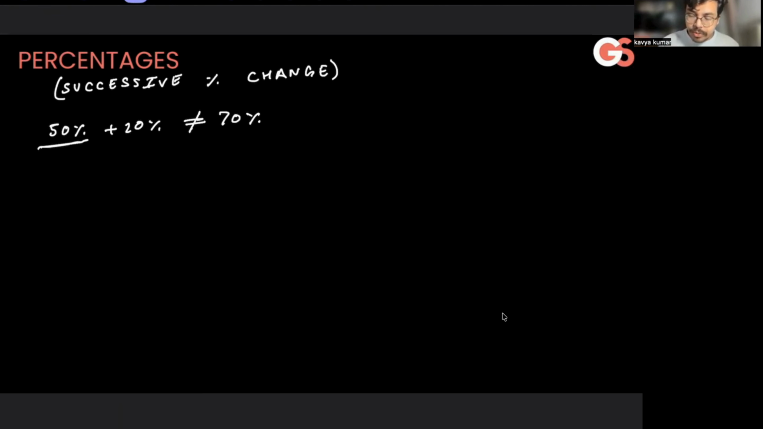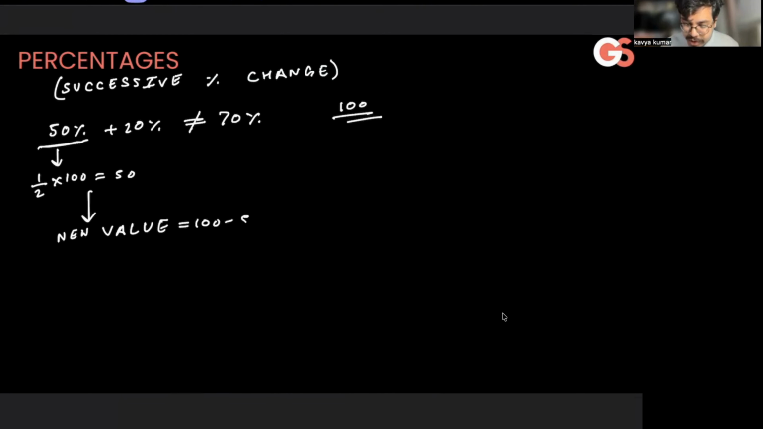लेट्स से द कॉस्ट ऑफ प्रोडक्ट वाज 100. ओके, तो 100 में 50% का सेल आएगा. तो 50% ऑफ 100 इज 1/2 इंटू 100 विच इज 50. तो अभी जो न्यू वैल्यू होगी, सेल मतलब क्या कि वैल्यू कम होनी है. तो 100 माइनस 50, दिस बिकम्स 50. दिस इज माई न्यू वैल्यू.